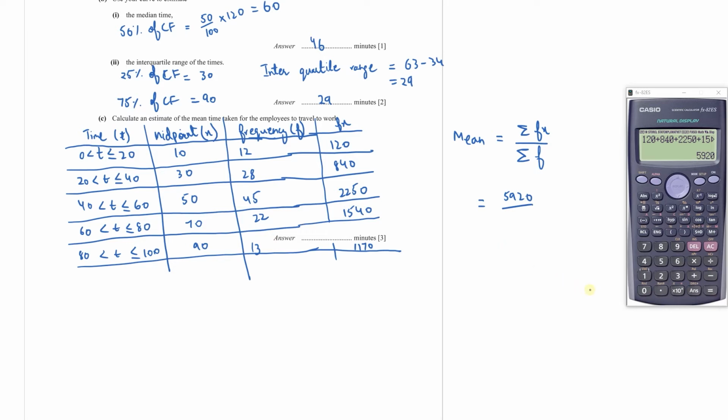5920 divided by the sum of the frequencies, which I know is 120 because the total workers that were surveyed were 120. So 5920 divided by 120 will be 49.3. You write the non-exact answers up to three significant figures. So 49.3 minutes is the answer. I'll circle this here.